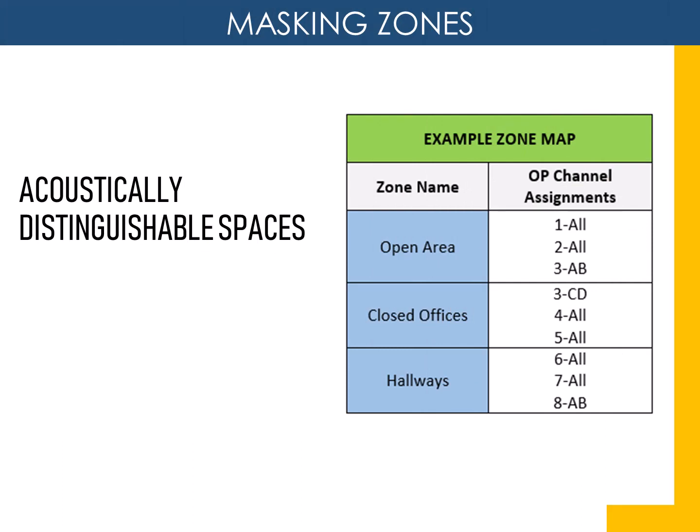Have a look at this chart. This is an example of a zone map. Your zones will typically be comprised of OP channels from either a single OP or many OPs. You can see from the chart that an OP may have channels in different zones. This is quite typical and is driven by the site's design and requirements.